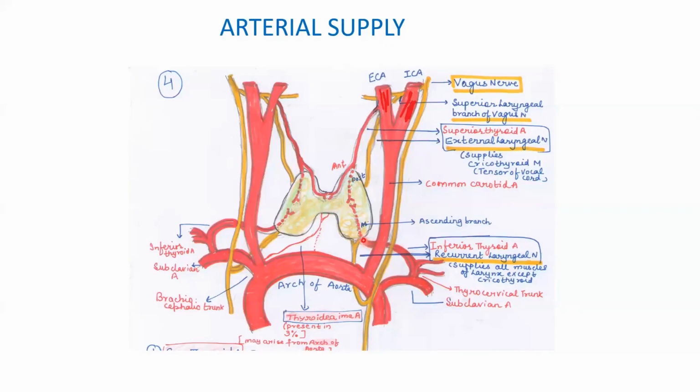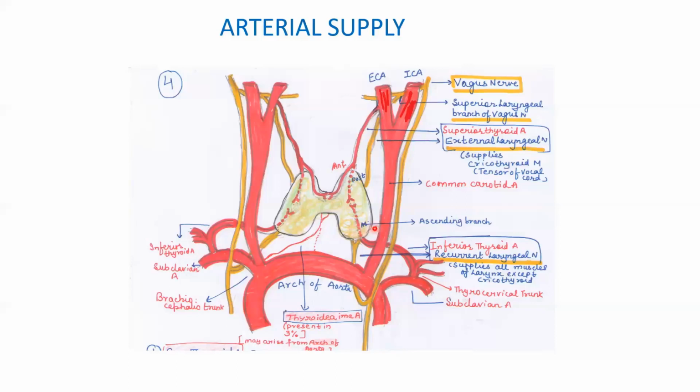Near the base of the gland, it will give up the glandular branches, ascending and inferior branches, which will run along the posterior border of the gland and will anastomose with the branches of the superior thyroid artery. The inferior thyroid artery will supply the lower two-thirds of the lateral lobes and lower half of the isthmus of the gland.